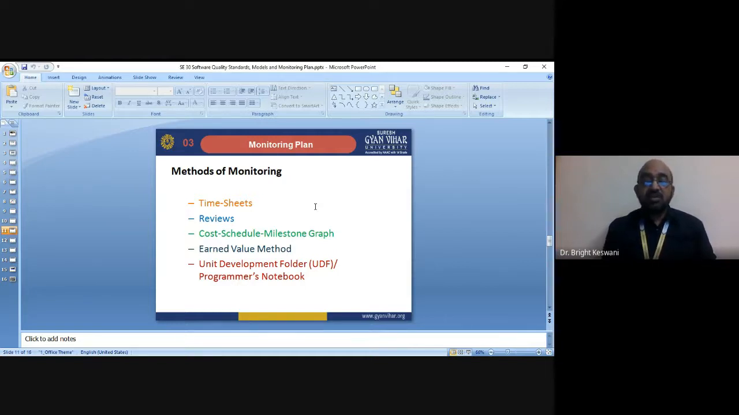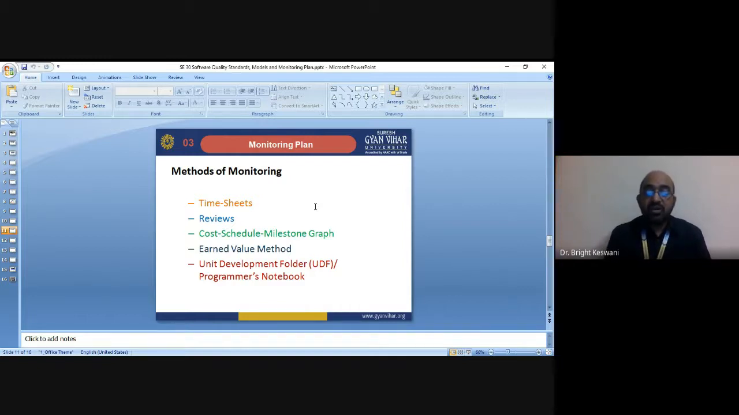It is given to the programmer responsible for the development of the unit, and all documentation produced for the unit goes in the UDF, and this includes the detailed design for the unit, the unit test plan and unit test results. The documents from different UDFs are finally merged together and form the system documentation. So, who is creating the system documentation? Who is having the complete system documentation? The documents from different UDFs are finally merged together and form the system documentation.